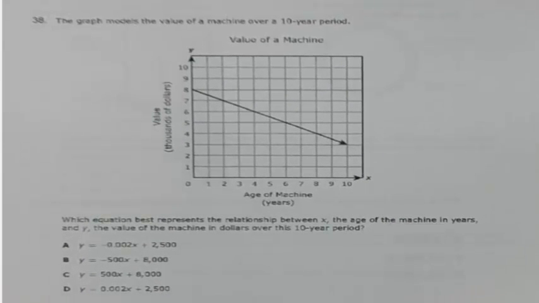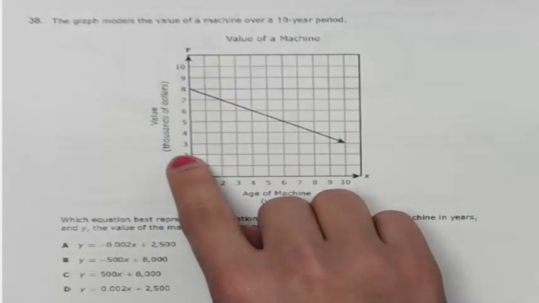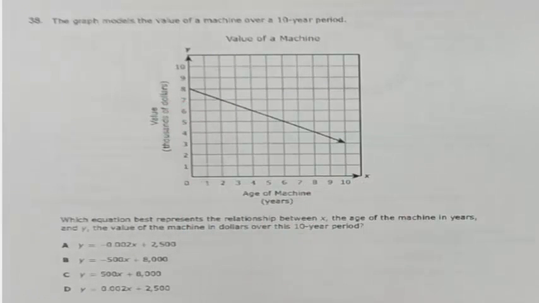Number 38. The graph models the value of a machine over a 10-year period. Value of machine, value in thousands of dollars, age of the machine in years. Which equation best represents the relationship between x, the age of the machine in years, and y, the value of the machine in dollars over a 10-year period?